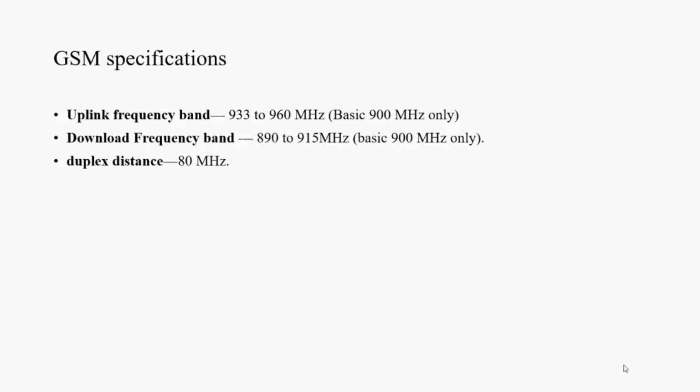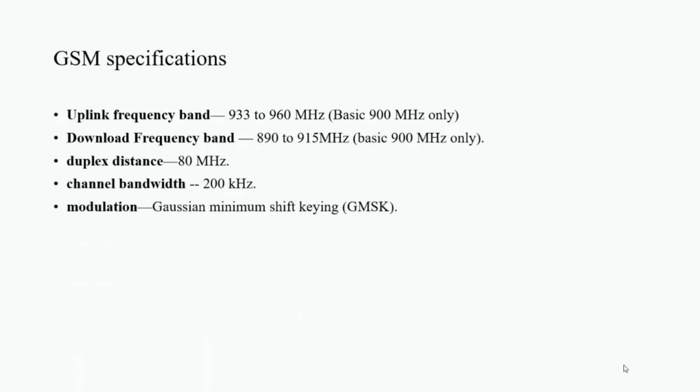What is duplex distance? In a full duplex system, we assign two channels to one user. One is the forward channel and the other is the reverse channel. The minimum separation between the reverse channel and the forward channel in terms of frequency band is 80 MHz. Channel bandwidth is 200 kHz as compared to AMPS, which is 30 kHz. The modulation scheme used by GSM is Gaussian minimum shift keying, also known as GMSK.